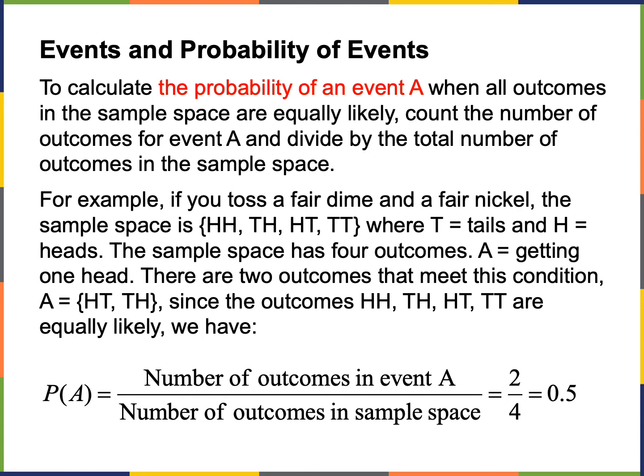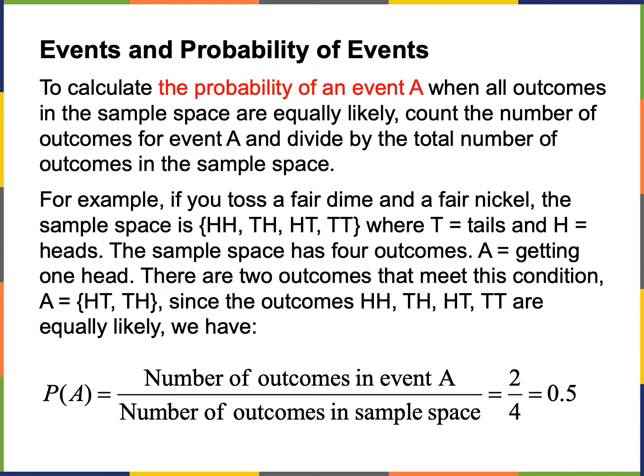So how do we calculate the probability of an event? If all the outcomes are equally likely, we count the number of outcomes for event A, and then divide that by the total number of outcomes in the sample space. Let's suppose we toss 2 coins, a dime and a nickel. What are the total possible outcomes? Well, let's consider. We can have both be heads. Maybe the dime is tails and the nickel is heads. Or the dime is heads and the nickel is tails.